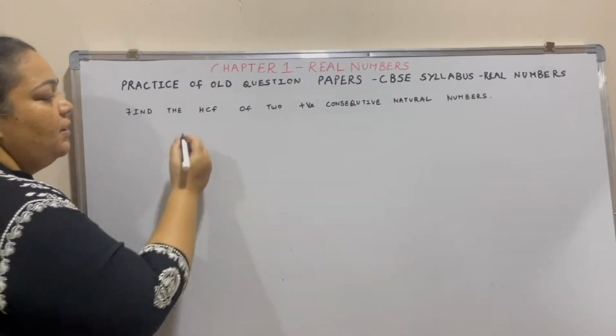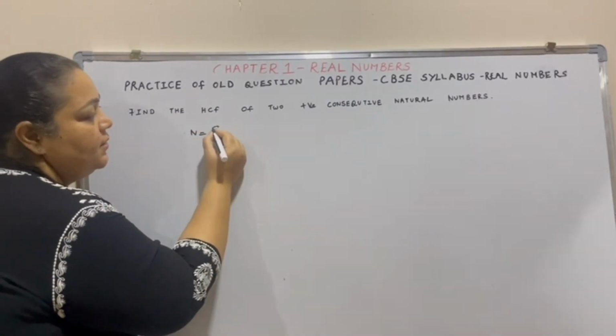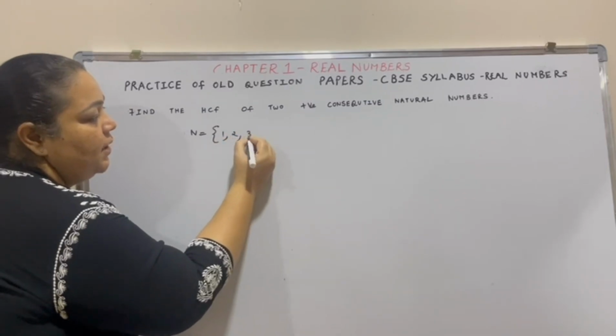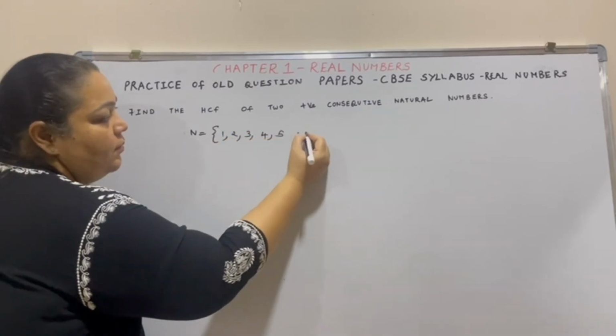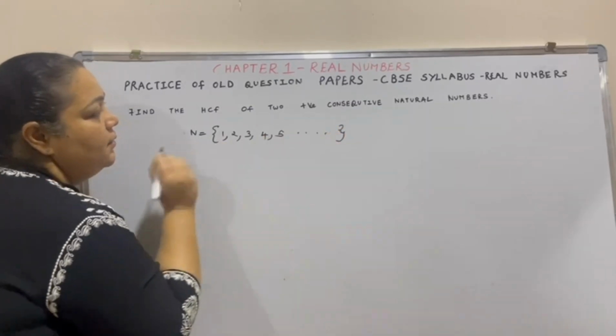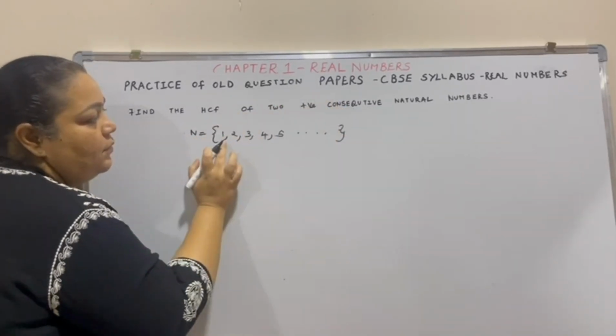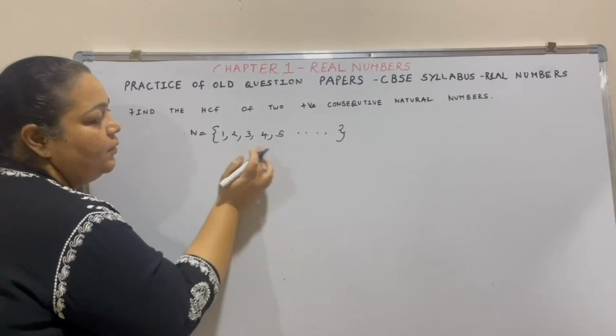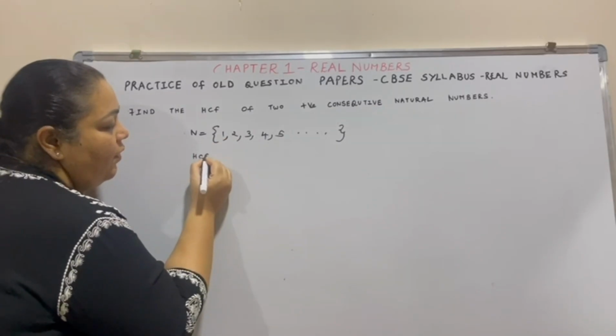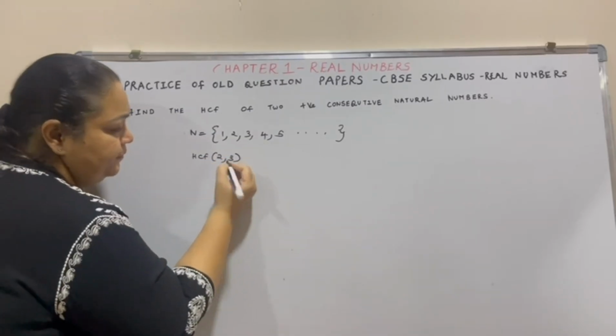So what are the natural numbers? Natural numbers start from 1, 2, 3, 4, 5 and so on. Okay, so consecutive, two positive. For example, we'll take 2 and 3. So HCF of 2 comma 3.